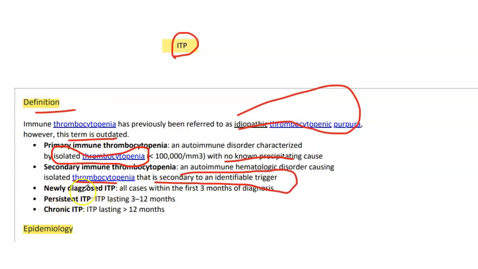Now we have newly diagnosed, persistent, and chronic ITP. Newly diagnosed are all the cases that are within the third month of the diagnosis. Persistent are those which last for 3 to 12 months, and those cases which last for greater than 12 months are called chronic ITP.